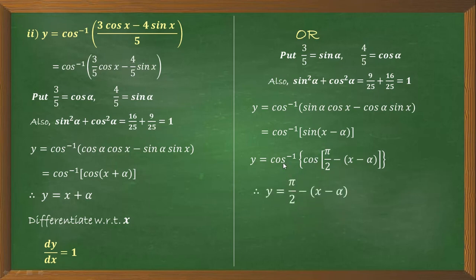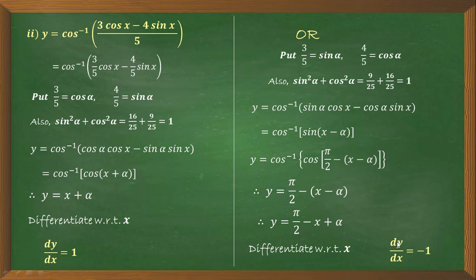Now after this we get the simplification like this. Cos inverse cos will get cancelled and we get pi by 2 minus in bracket x minus alpha. So after solving this bracket, it is pi by 2 minus x plus alpha, and hence after differentiation we get dy by dx is equal to minus 1. Here the derivative of pi by 2 is 0, derivative of minus x is minus 1, and derivative of alpha is 0, so we get dy by dx is equal to minus 1.